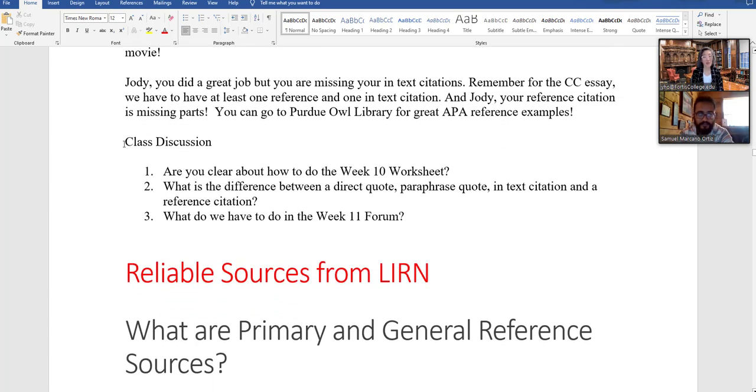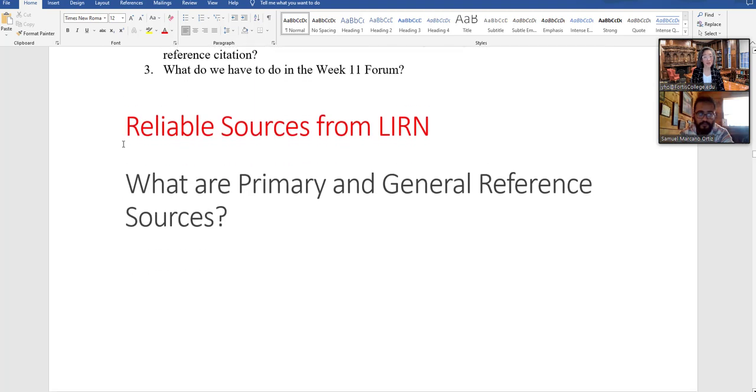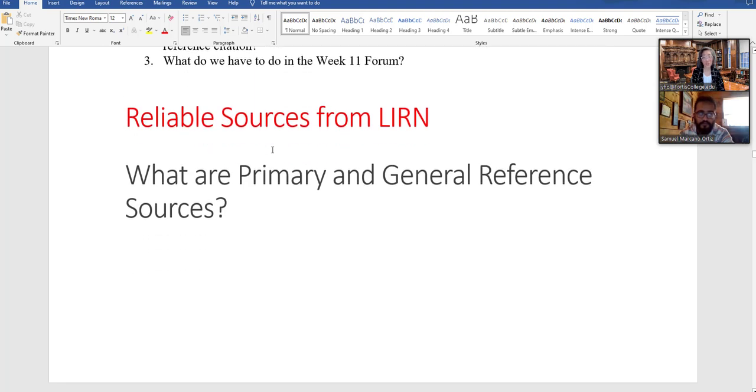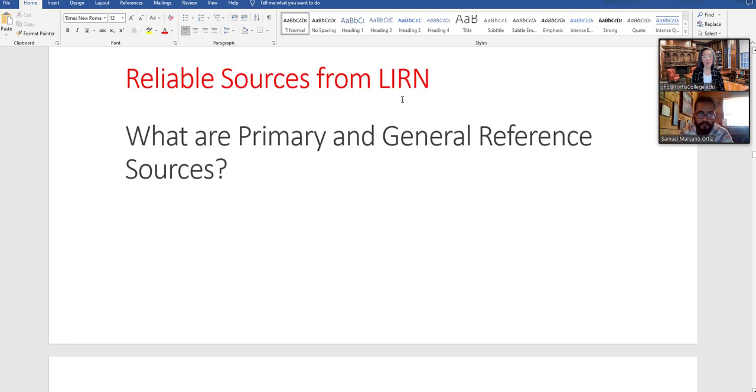Anyway, so now if you're clear on the week 10 worksheet, at this point a lot of people go, okay, I don't have time anymore, I'm going. And then if you want to stay, I'm going to talk about what are reliable sources and what are unreliable sources. And so reliable sources, from LIRN, stands for the Fortis College library.